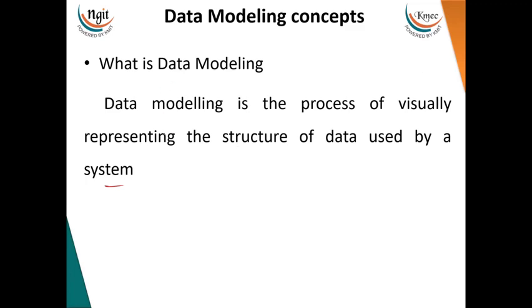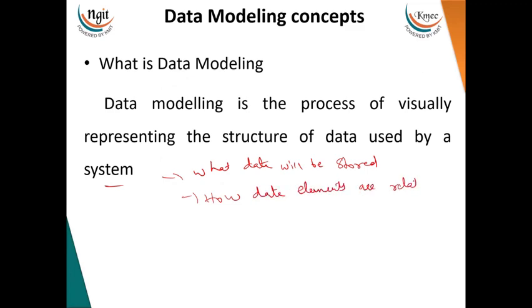Data modeling is about what data will be stored, how data elements are related, and how they will be organized. Okay. All these things, simply to put it, it acts as a blueprint. This particular data model will act as a blueprint for designing any kind of functionality, let's say for a system's database. So that is how data modeling acts.